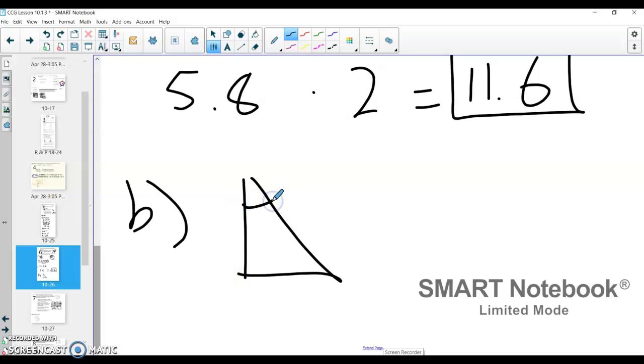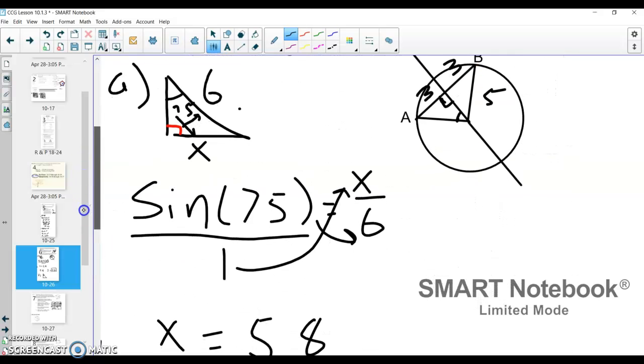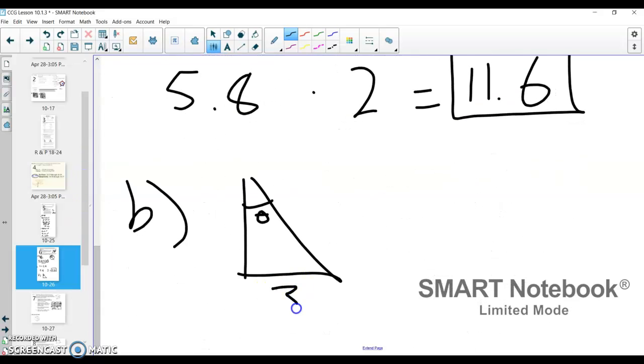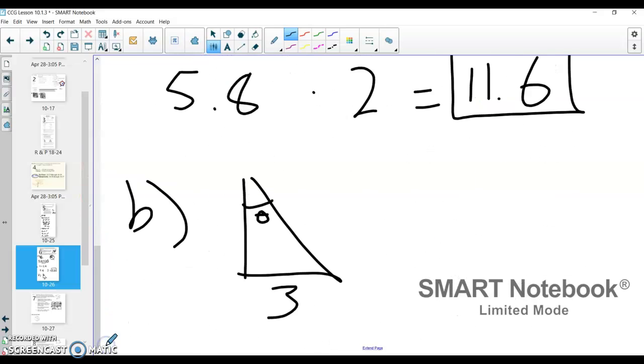I don't know the angle measurement, so I'm going to draw a little theta to say I don't know that. Across from that angle is a 3. Like you can see right here, across from that angle is a 3. And then across from the 90 degrees would be a 5 because that's a radius. And so I have a 3, and then across from my 90 would be a 5. And so I need to use inverse trigonometry this time to figure out what my theta is.